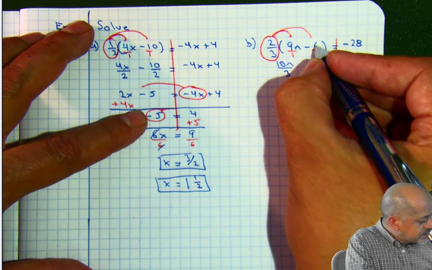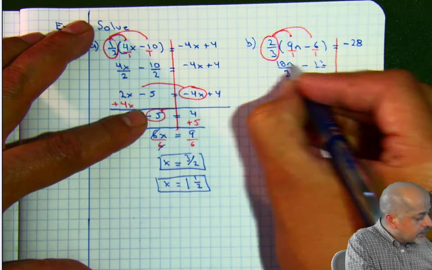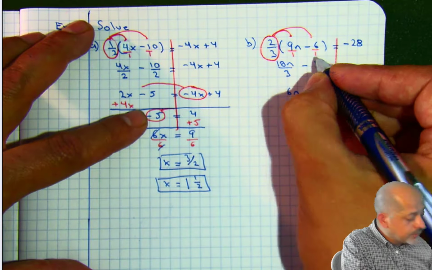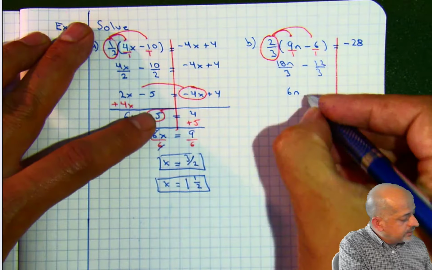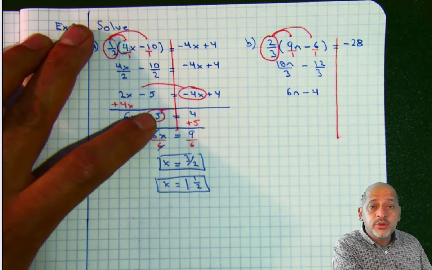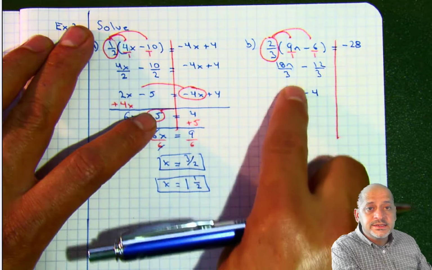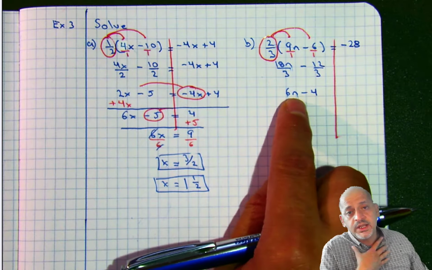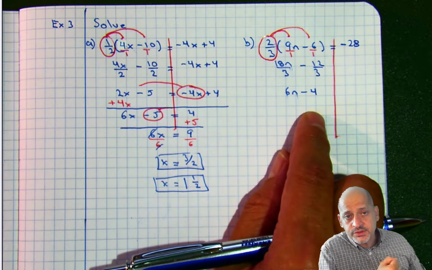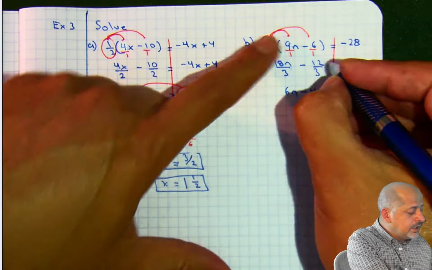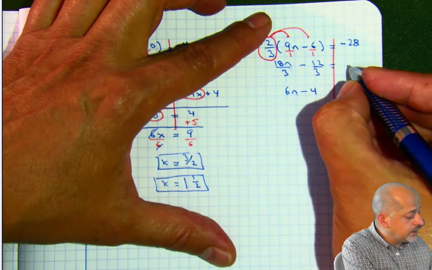2 times negative 6 is negative 12. 3 times 1 will give me 3. And negative 12 divided by 3 will give me negative 4. So that should always simplify nicely on the problems that we give you. Now there are going to be other problems in Algebra 2 that you're going to have to just deal with the fractions throughout. And now I'm going to go and bring the negative 28 down.